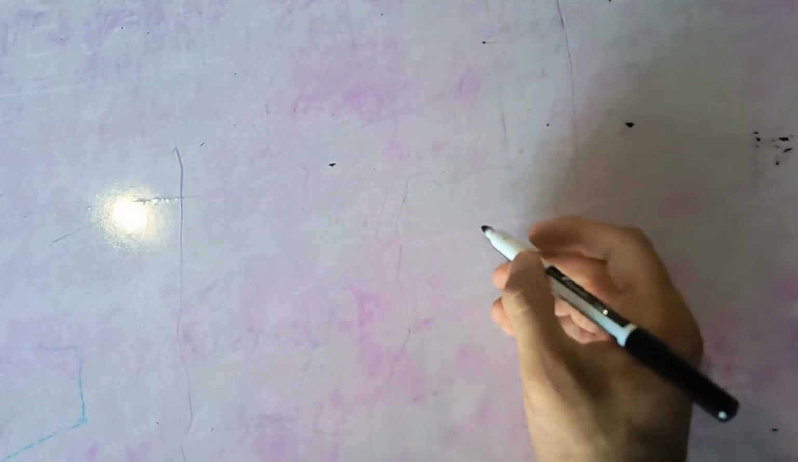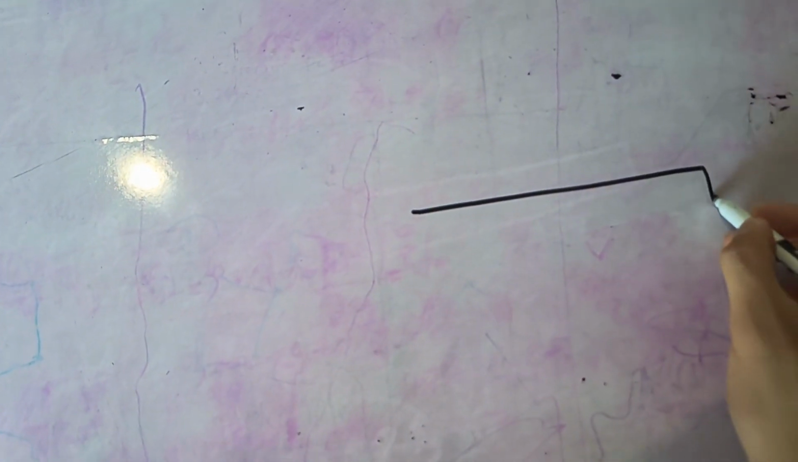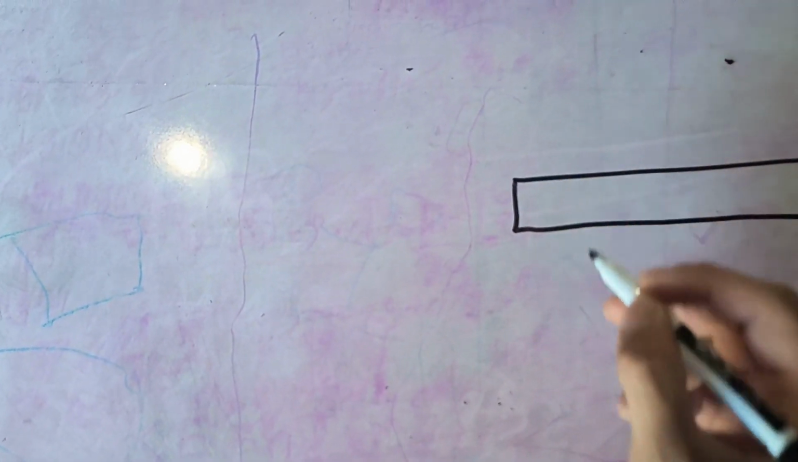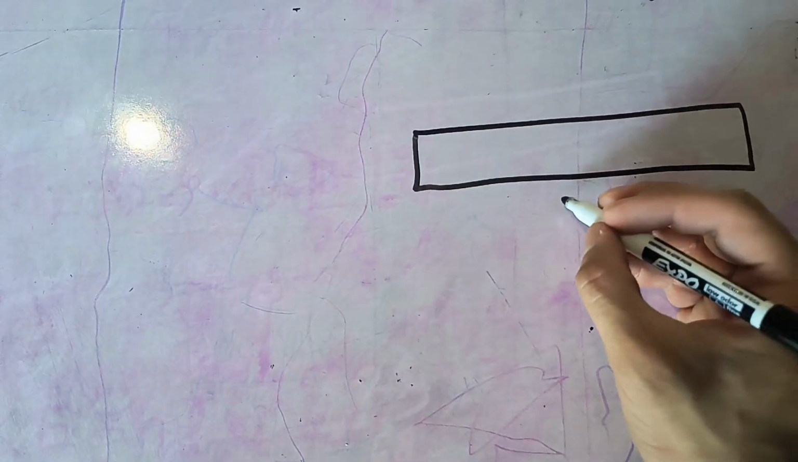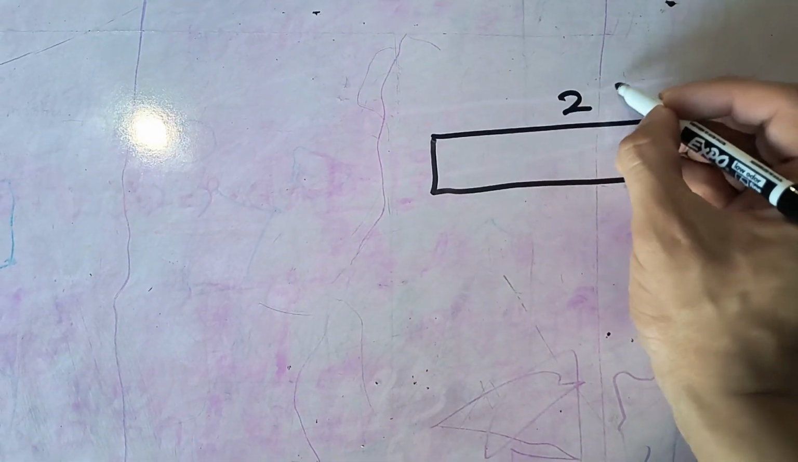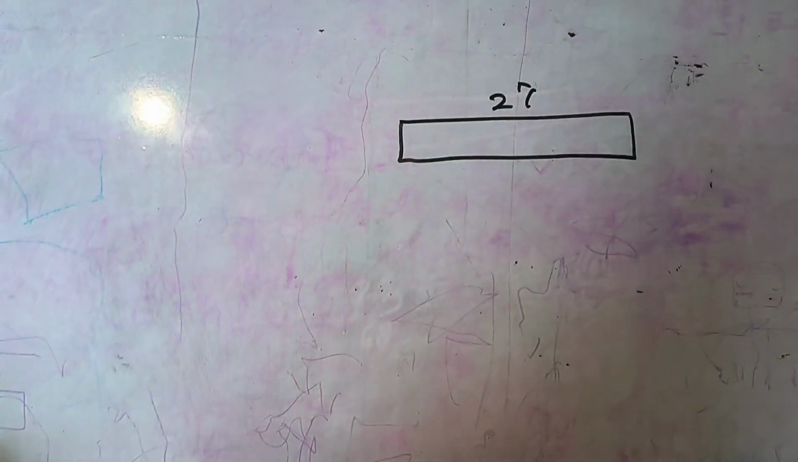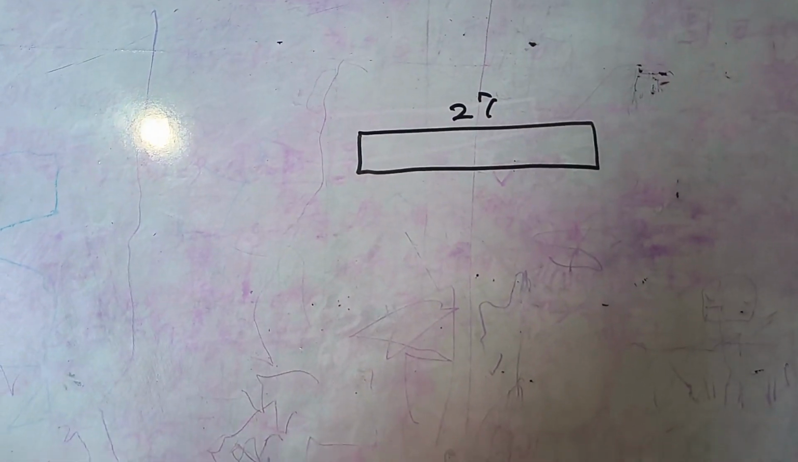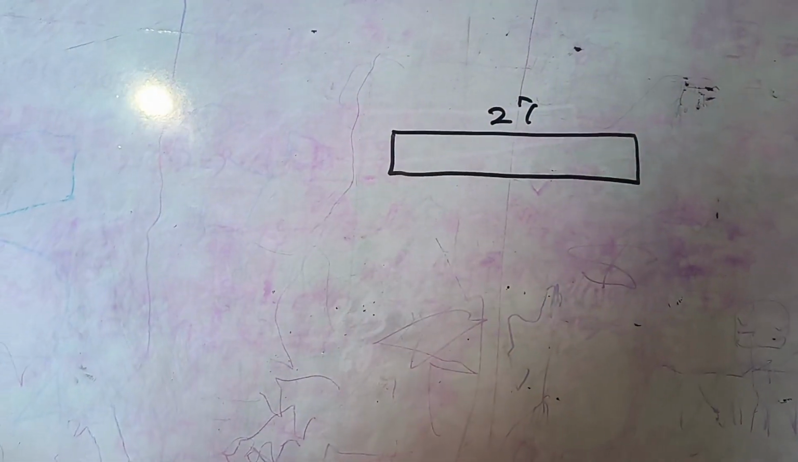Let's say Lucy has 27 gorillas. Okay, 27 gorillas. So we write a bar that represents those 27 gorillas. Okay, this bar is going to represent 27 gorillas.